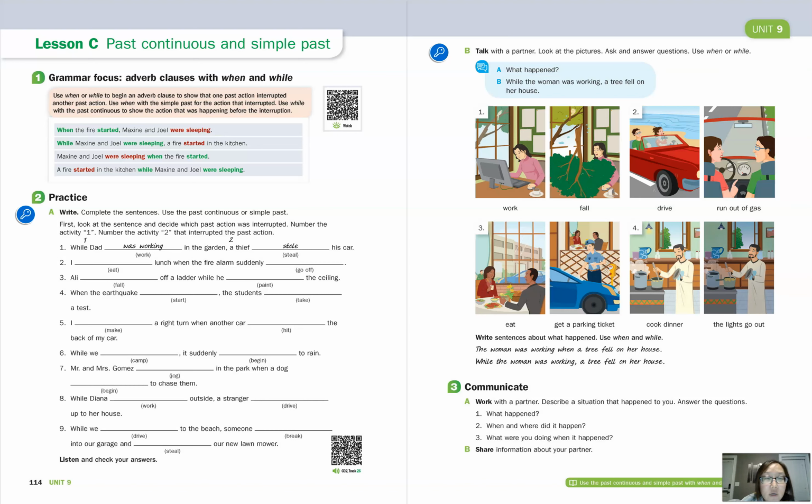Today we are going to study lessons C and D. And I briefly introduced lesson C in the last lesson, in the last video. And we are going to go over past continuous and simple past. We already learned past continuous in lesson B, but I mentioned that we often use past continuous together with the simple past tense. So let's take a look at the grammar lesson.